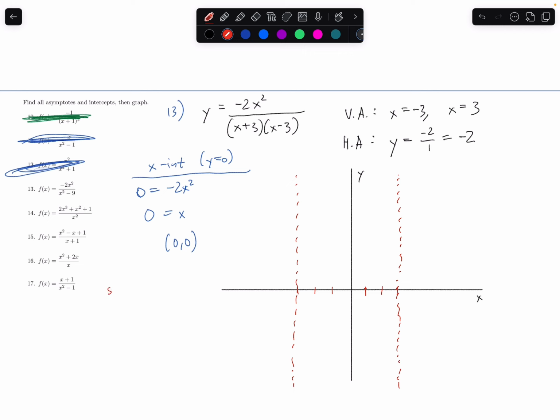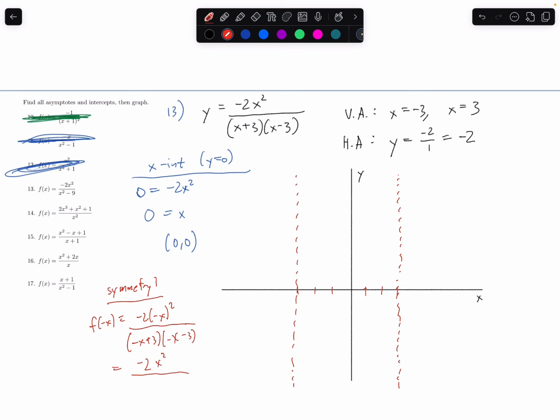So maybe we should do a quick check. Symmetry? Let's see. If I was to plug in f of negative x, what would happen? I'd have negative 2 times negative x squared. Like I mentioned before, this is an optional thing. Okay, interesting. So that's what I would get if I plugged it in. Of course, negative x squared is still going to be positive x squared, so that's negative 2x squared, same thing.